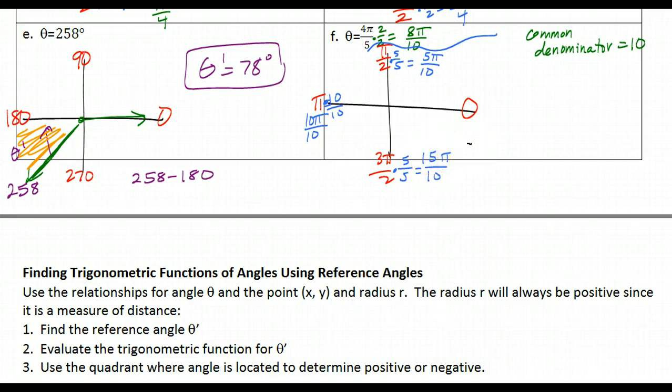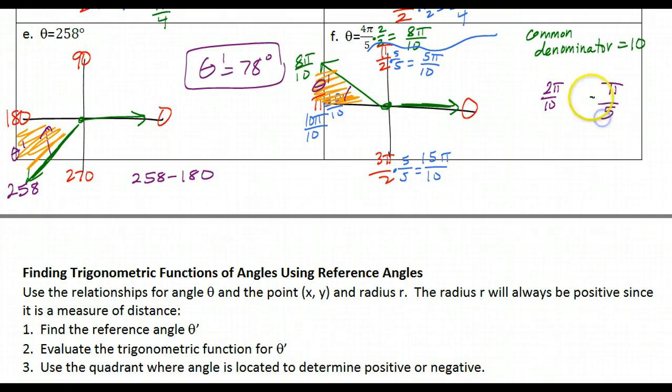And actually, oops, I could have stopped a long time ago because I was looking for 8 pi over 10. And that is going to be right here in between 5 pi over 10 and 10 pi over 10. So here's my reference angle. And in my mind, I'm thinking, what's the distance from 8 pi over 10 to 10 pi over 10? That's 2 pi over 10, which reduces down to pi over 5. So that is my reference angle this time. After you feel like you understand that, go ahead and flip to the back.